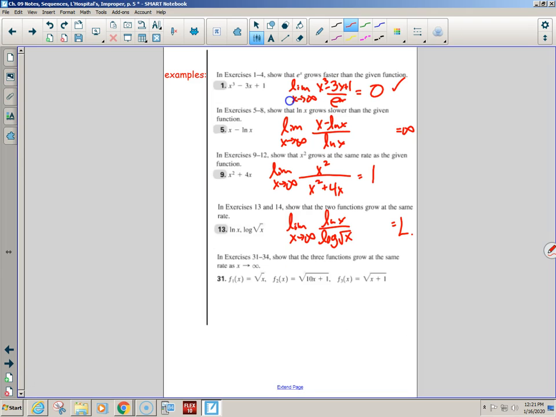Number 31. Show that the 3 functions grow at the same rate. Do I do f over g over h? Yeah, how about do those 2, and then how about do those 2, and as long as both of those are constants, then wouldn't the ratio of that to that be a constant too? Play around with that transitivity thing. Do we have an idea of what we're doing?